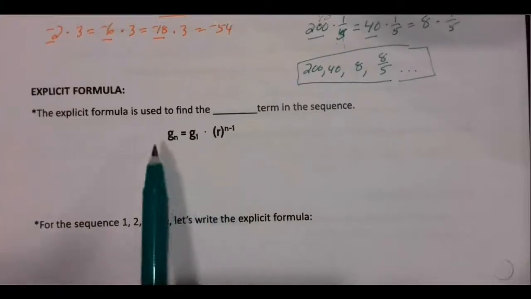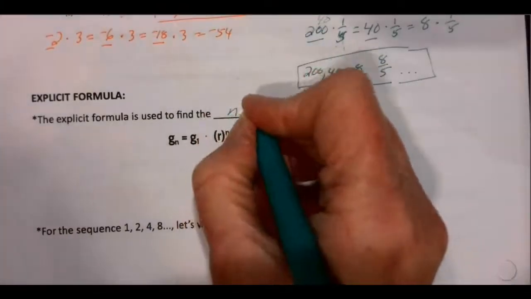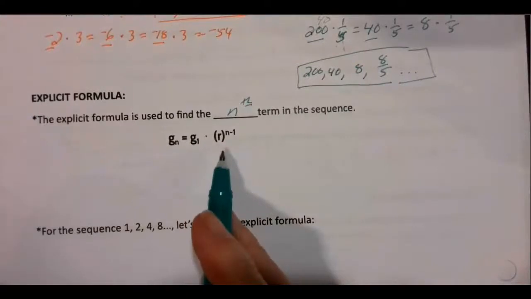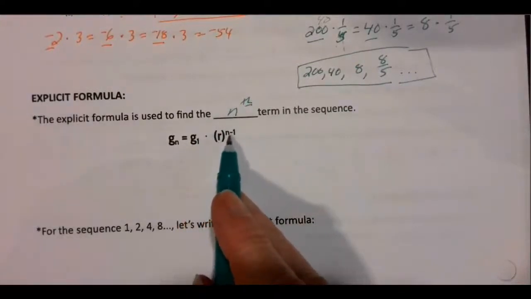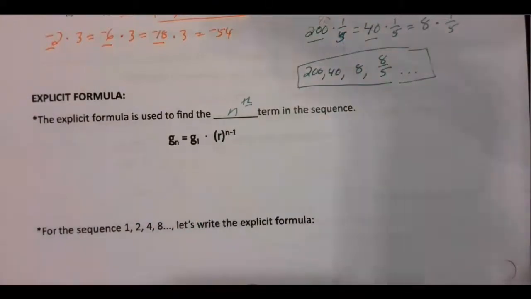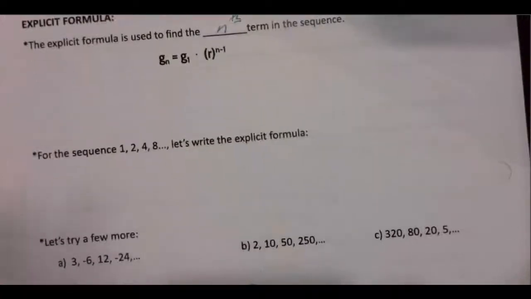The explicit formula is used to find the nth term. And here's our formula for that. We're going to take the first term times the ratio to the n-1. This is where it's an exponential function. We're going to take it to that power. So it gets a little more fun this way. Okay, so here we go.